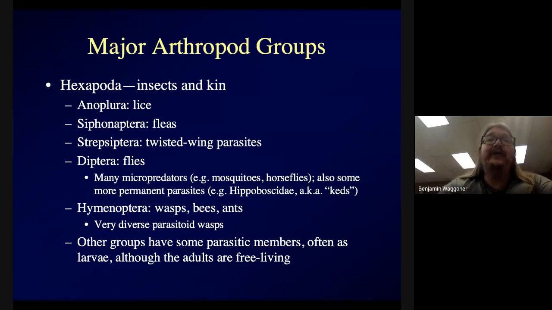The parasitic insects include Anoplura, which is the lice. Actually, that's a slight typo. That should be the Phthiraptera. We can now reclassify those a bit.